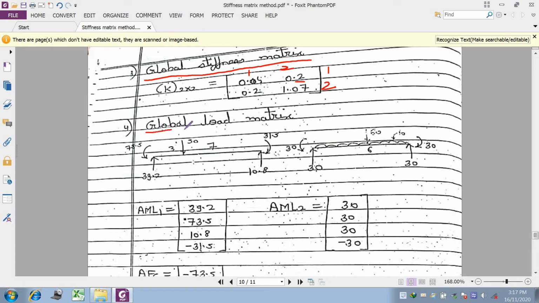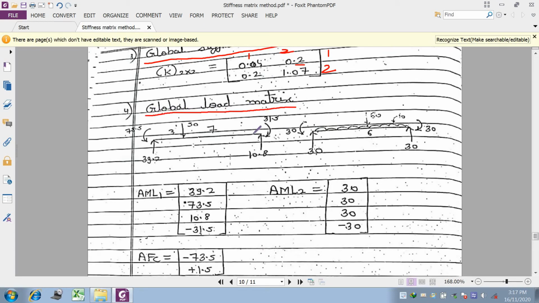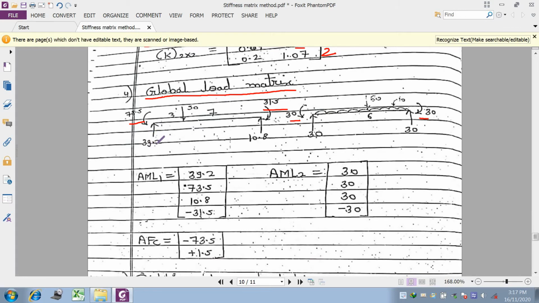Then the calculation of the global load matrix. In the calculation of the global load matrix, initially you have to split your diagram into a number of members. So here it is member AB, here it is member BC. Then after splitting, you have to calculate the fixed end moments, that is 78.5, then 31.5, 30, and 30. Then after this you have to calculate the vertical reactions for both the cases.